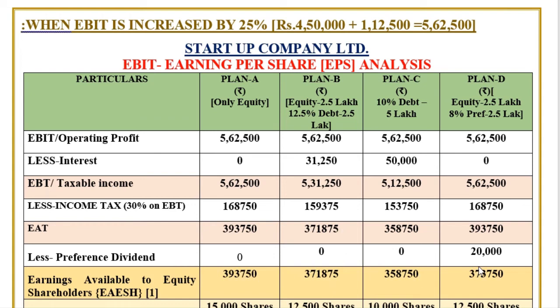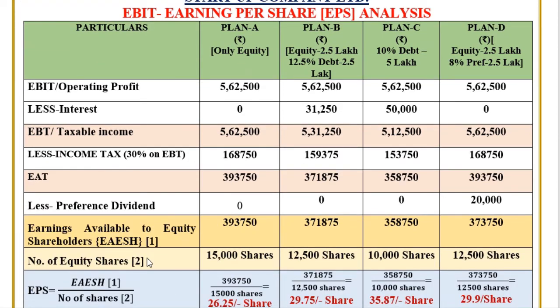You do similar calculations. So here you will get the earnings available to equity shareholders and the number of equity shares you already calculated. First ನೀವು ಪಾರ್ಟ್ ಅಲ್ಲಿ ಏನು ಕ್ಯಾಲ್ಕುಲೇಟ್ ಮಾಡಿರ್ತೀರೋ ಅದೇ ನಂಬರ್ ಆಫ್ ಶೇರ್ಸ್ ಸೇಮ್ ಇರುತ್ತೆ. ಆ ಶೇರ್ಸ್ ನ ಬರ್ಕೊಳ್ಳಿ. Then the EPS calculate ಮಾಡ್ಕೊಳ್ಳಿ. EAS divided by number of shares. Now the EAS will be 3,93,750. The new shares will be 15,000 shares. So we will get 26.25 per share as EPS.